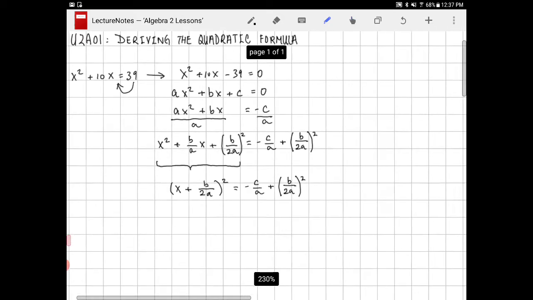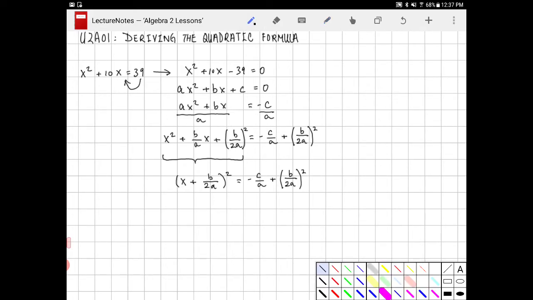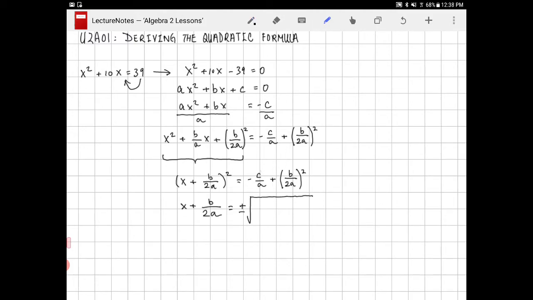Now what we're going to do is try to isolate x. To isolate x, we're going to undo the square. So to undo the square, I'll end up with x plus b over 2a is equal to the square root, but it's going to be plus or minus, because whenever we take the square root of both sides of the equation, we end up with both a positive and a negative value. We end up with this.